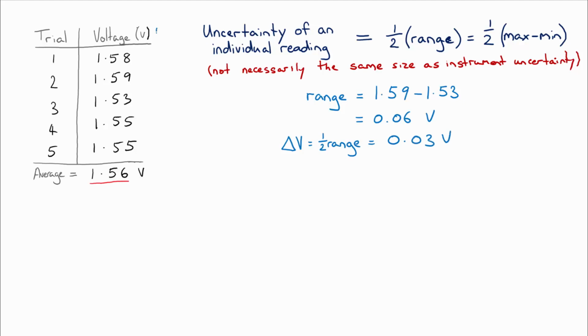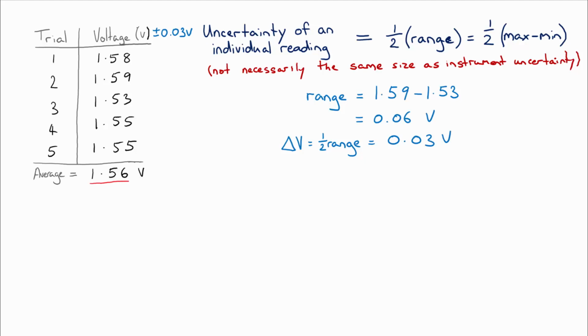So we can say that on any individual reading that we have listed below there, 0.03 volts is the uncertainty on the number listed. Now this number of uncertainty supersedes any uncertainty estimate that you may have made based on the size of the divisions on your measuring instrument.